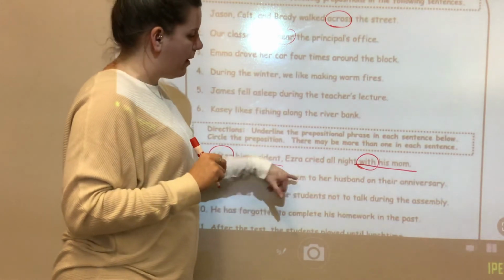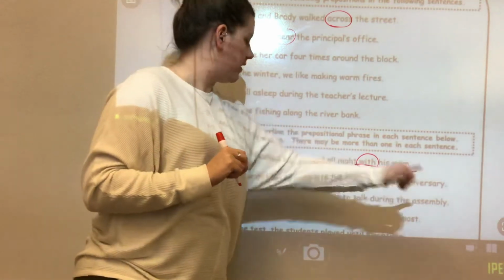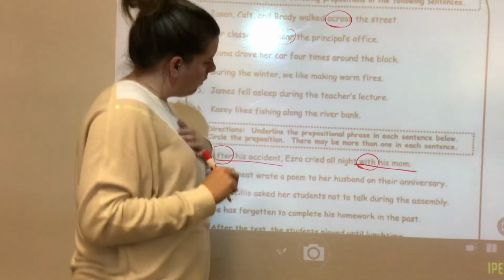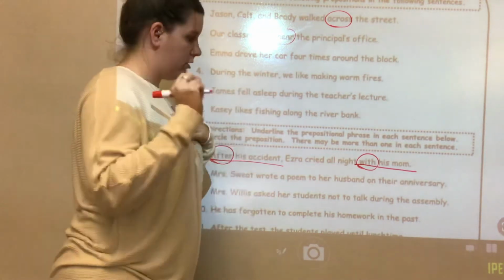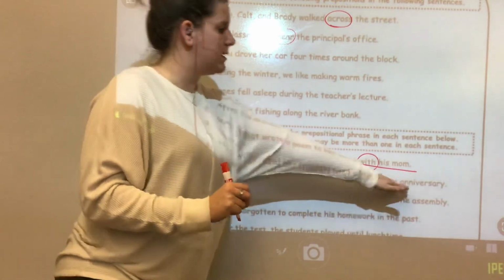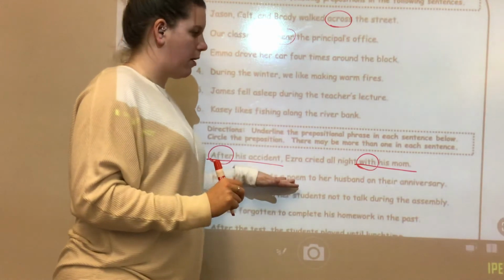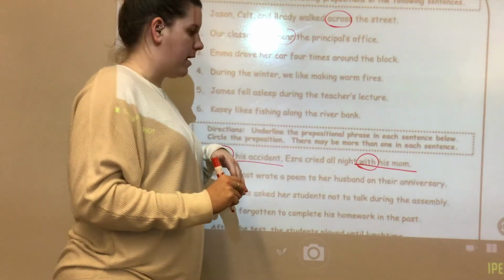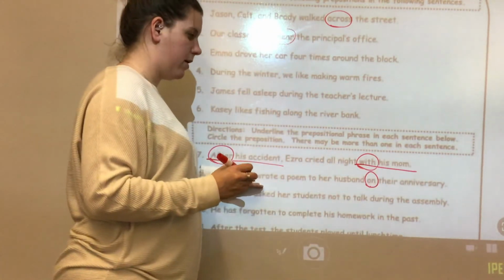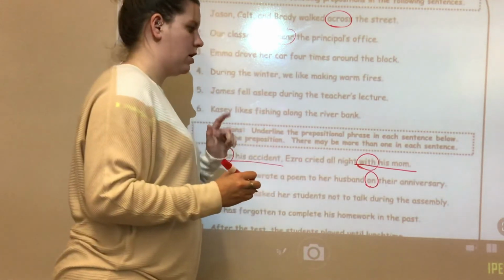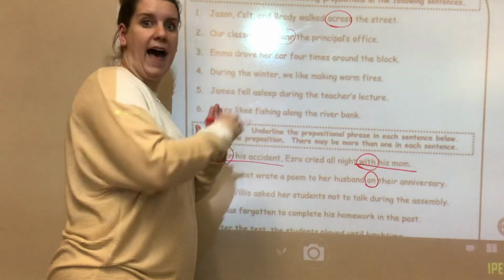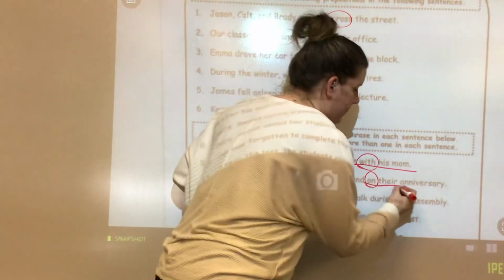Let's look at number 8. Mrs. Sweat wrote a poem to her husband on their anniversary. So let's see. We have Mrs. Sweat wrote a poem to her husband on their anniversary. So she's writing a poem. How does that relate to their anniversary? How does her writing a poem relate to their anniversary? Well, my preposition would be on, right? She wrote the poem on their anniversary. Now, what's my prepositional phrase? Well, anything that relates to that afterwards. So, on their anniversary.